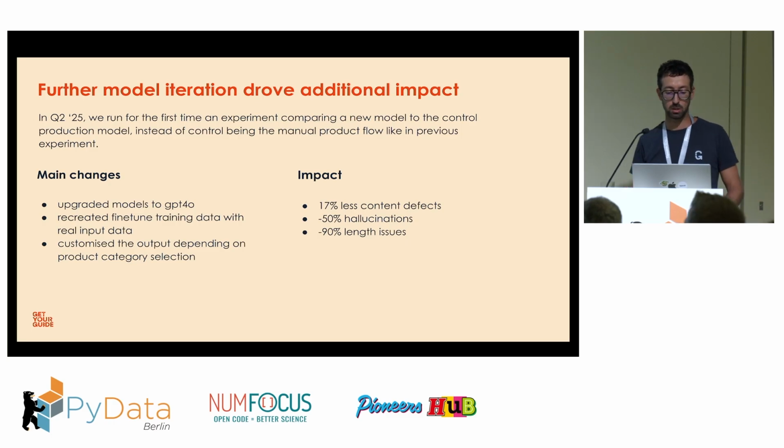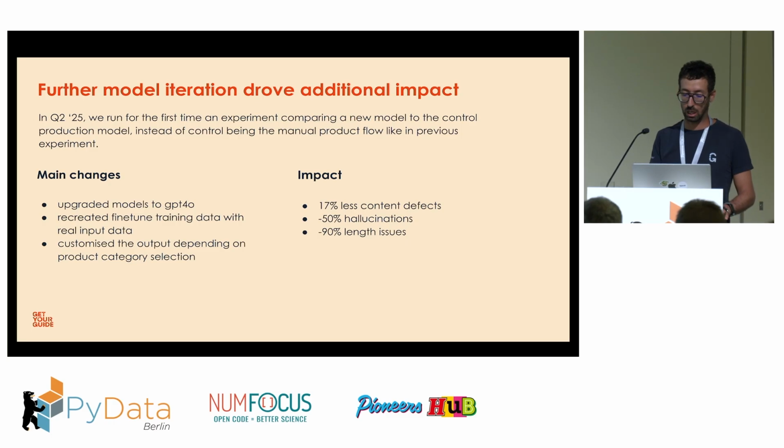We customized the output depending on the tool class selected at the beginning. So if you remember from the recording, before inputting the text, the supplier decides which tool category it is. Based on that, we wanted slightly different text output, and so we trained the model to predict different text depending on the product category.